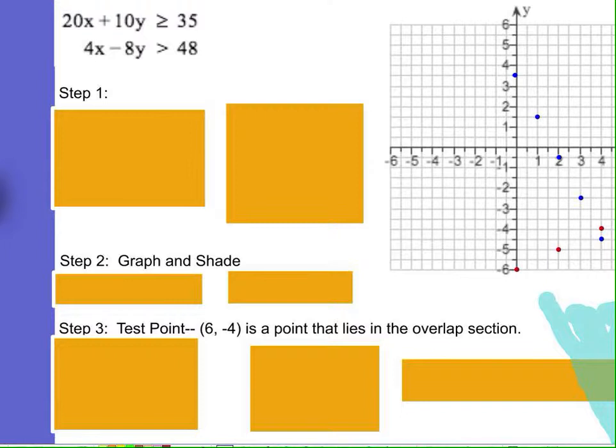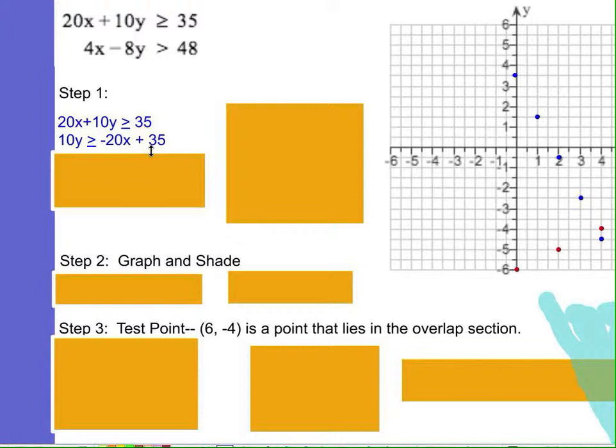In this example, we have only two equations, but neither one is in the right format, so we need to fix them. With the first one, again, to get 10y by itself, we need to move the 20x. It's positive, so it becomes negative. So we get 10y is greater than or equal to negative 20x plus 35.